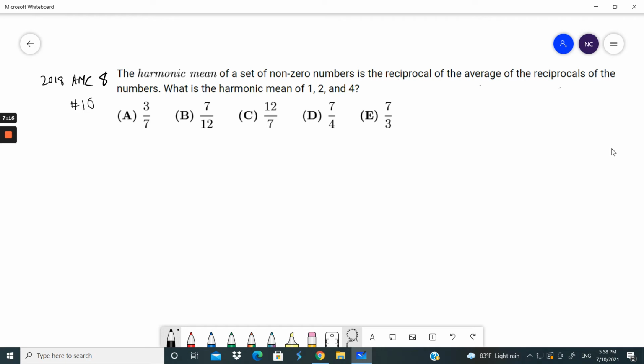Well, first, let's do everything backwards. We want to find the reciprocals of the numbers first. That's our first step. And then our second step is to find the average. Then our third step would be to find the reciprocal of that average.